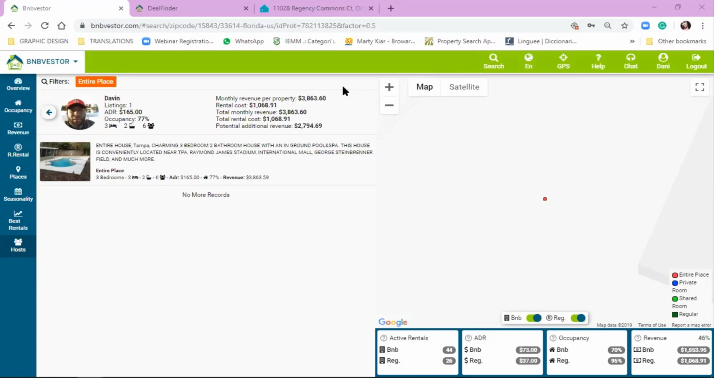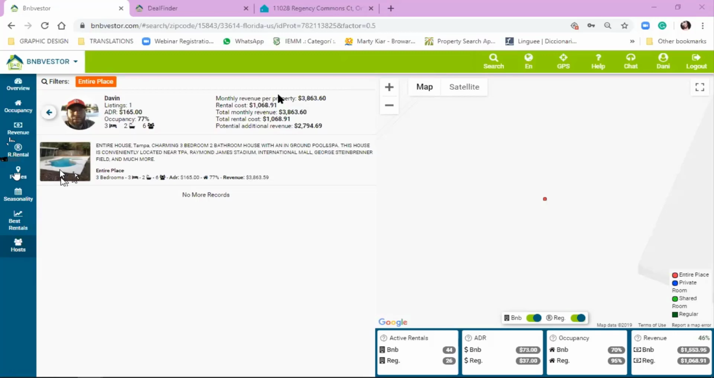Okay, so if you're starting off or you want to start off with this Airbnb business, you can take a look and take the example of David and see that he doesn't have a high average daily rate and he doesn't have 100% occupancy, but you can see that his monthly revenue and of course the rental cost did a lot for him in this case. He has a potential additional revenue for only this property of 2,794. I mean, he can have two other properties and he's already in the 10,000s, okay?